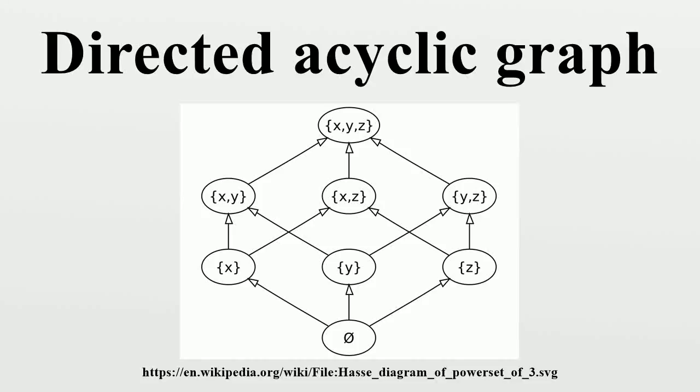In mathematics and computer science, a directed acyclic graph is a directed graph with no directed cycles. That is, it is formed by a collection of vertices and directed edges, each edge connecting one vertex to another, such that there is no way to start at some vertex V and follow a sequence of edges that eventually loops back to V again.